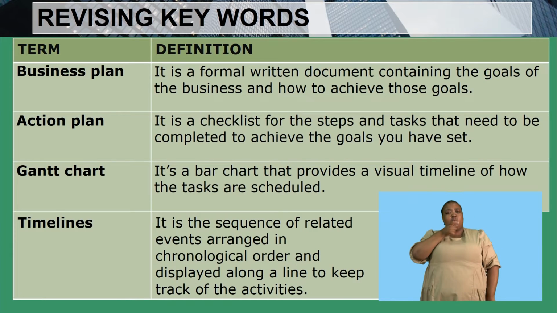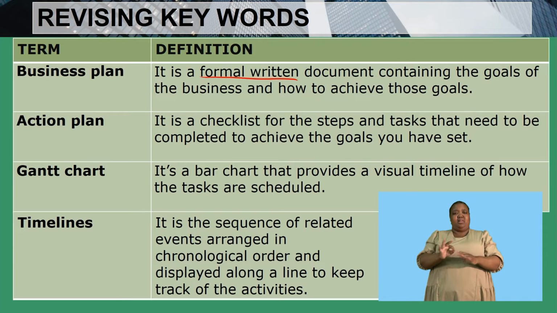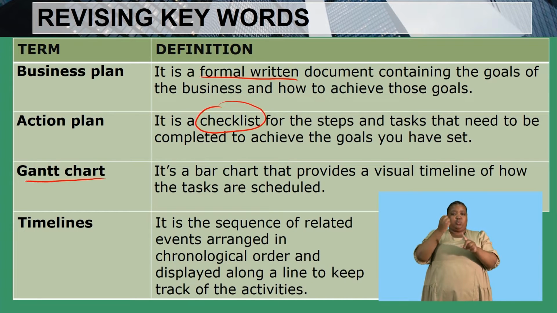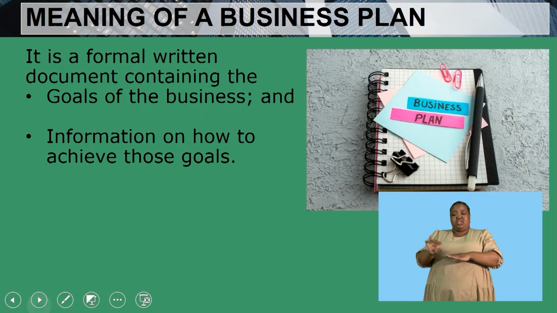We have a business plan, which is defined as a formal written document containing the goals of the business and how to achieve those goals. You then have an action plan, which is simply a checklist for the steps and tasks that need to be completed to achieve the goals you have set. You have what we call a Gantt chart, which is a bar chart that provides a visual timeline of how the tasks are scheduled. You then have a timeline, which is a sequence of related events arranged in chronological order and displayed along a line to keep track of all the activities.